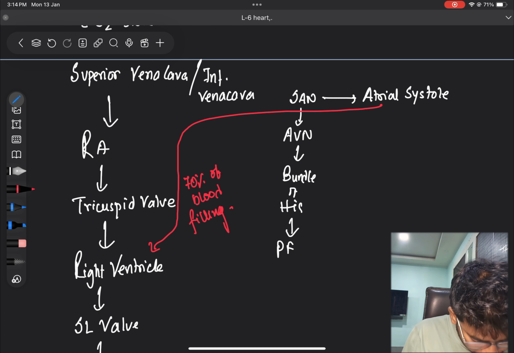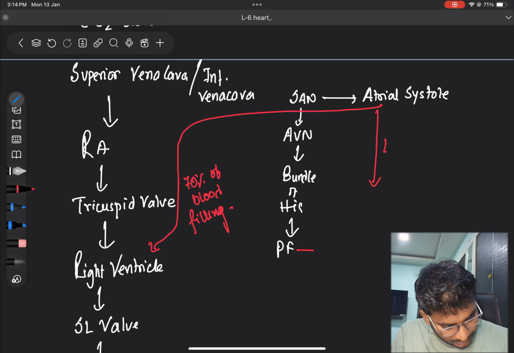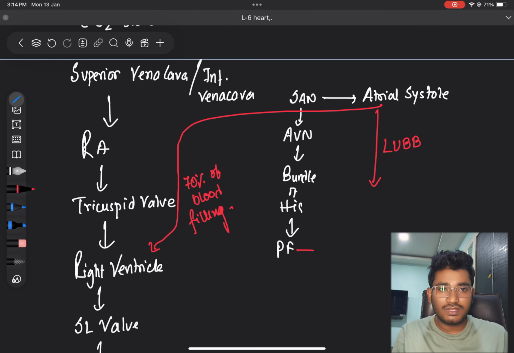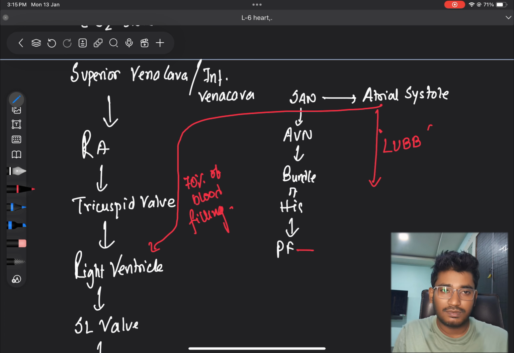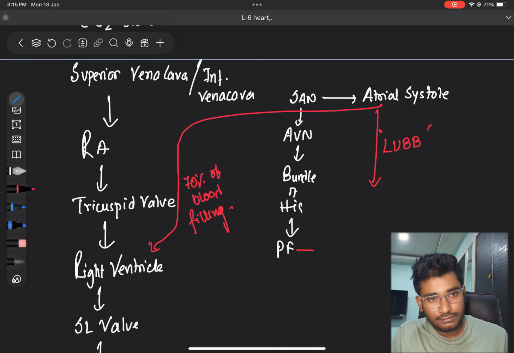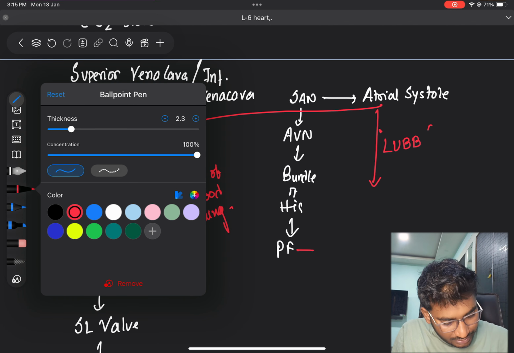Okay. Now the sound is generated here. You can hear the lub, the closure sound of the tricuspid valve, lub. Okay. First sound, lub, dub, lub, dub, lub, dub. It can be heard through a stethoscope. Okay. Now this generates the ventricular systole.